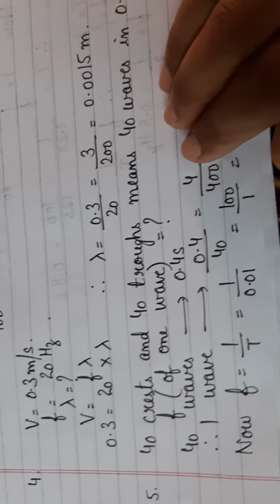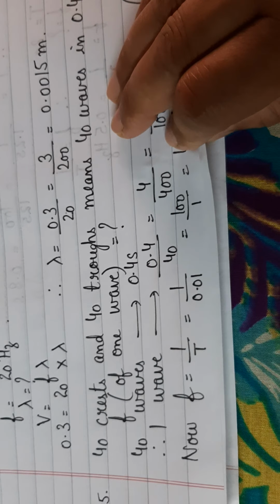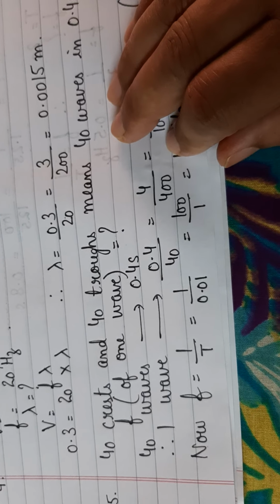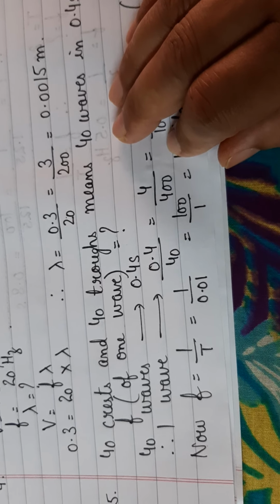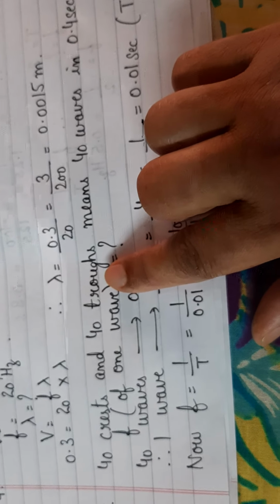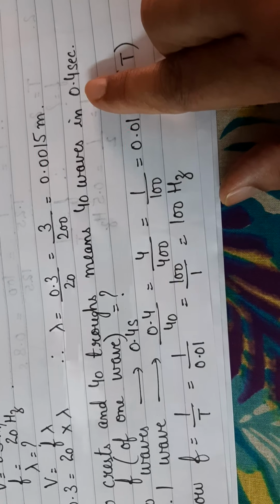Now we come to numerical number 5. I am reading the numerical for you. It is given a source of wave produces 40 crests and 40 troughs, so 40 crests and 40 troughs in 0.4 seconds. That is given.